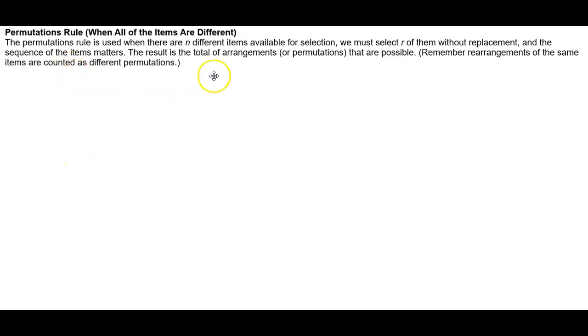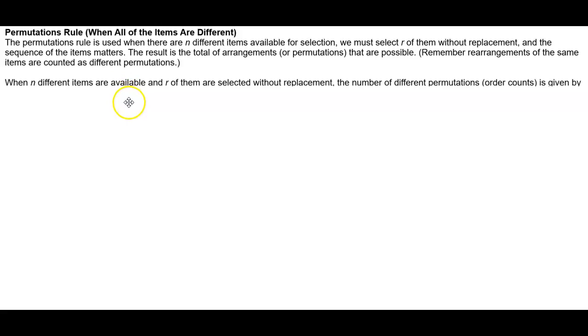Permutations rule, when all of the items are different. The permutations rule is used when there are n different items available for selection. We must select r of them without replacement, and the sequence of the items matters. The result is the total arrangements or permutations that are possible. Remember, rearrangements of the same items are counted as different permutations.